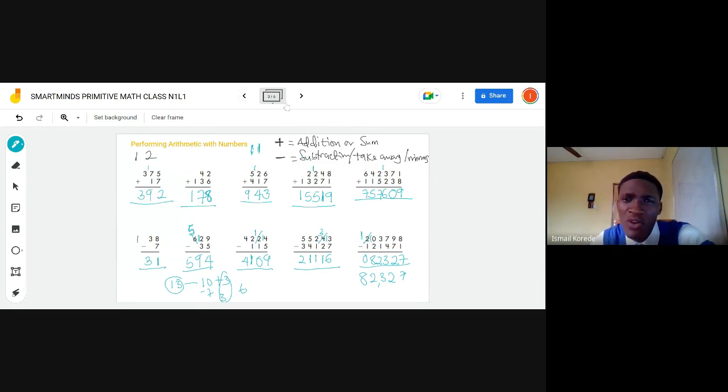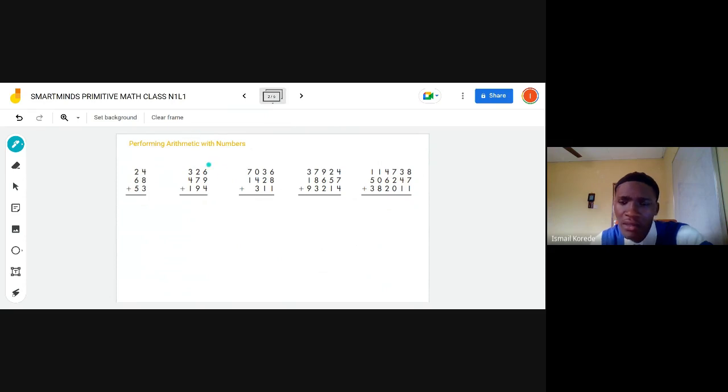Okay, so before we end the class today, I want us to look at 3 rows. We have 3 rows of additions we want to add together. So what do we do? Do not forget, still the same thing, you're going to add the unit first, but just that you have to add all the columns. You have to add everything in the column together.